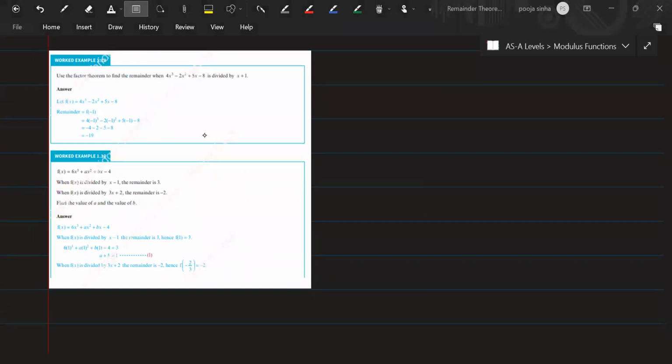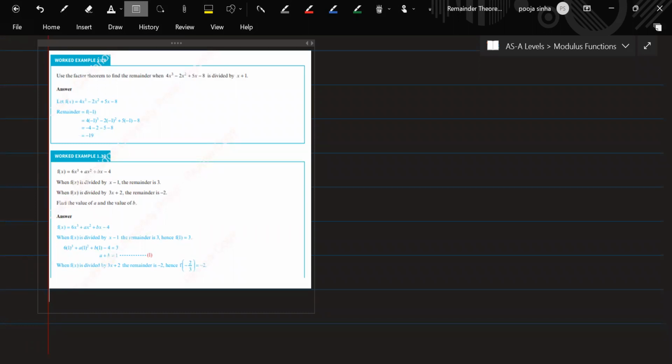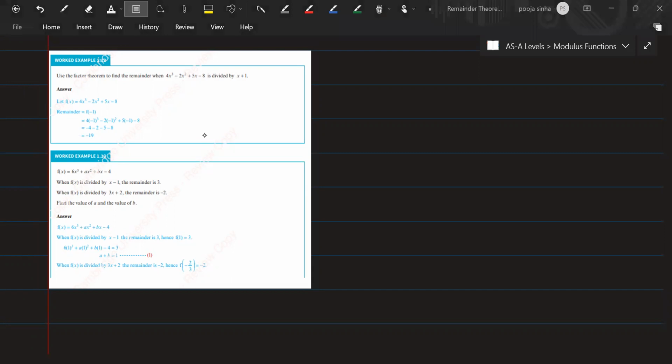If you see, this factor theorem and remainder theorem are very, very similar. What does the question tell you on the screen? In the first one, use factor theorem to find the remainder. So what will happen? It's one and the same thing. It's just that when something is not a factor, instead of getting a 0, you will get a value, and that value will be the remainder. So we are going to apply that here.